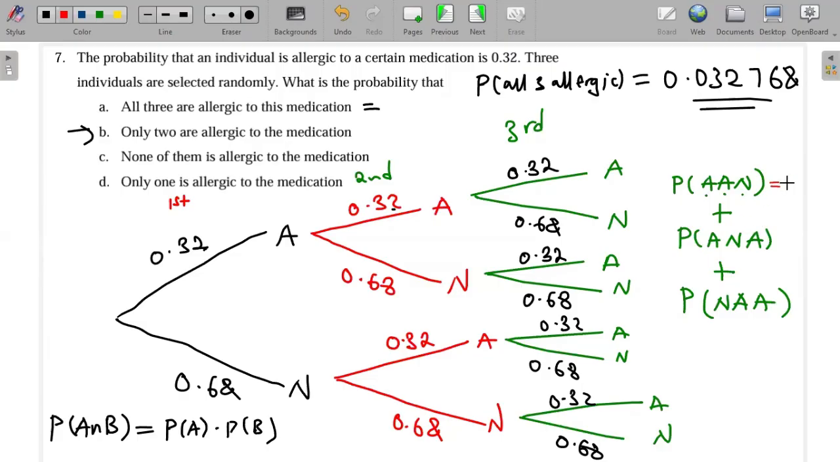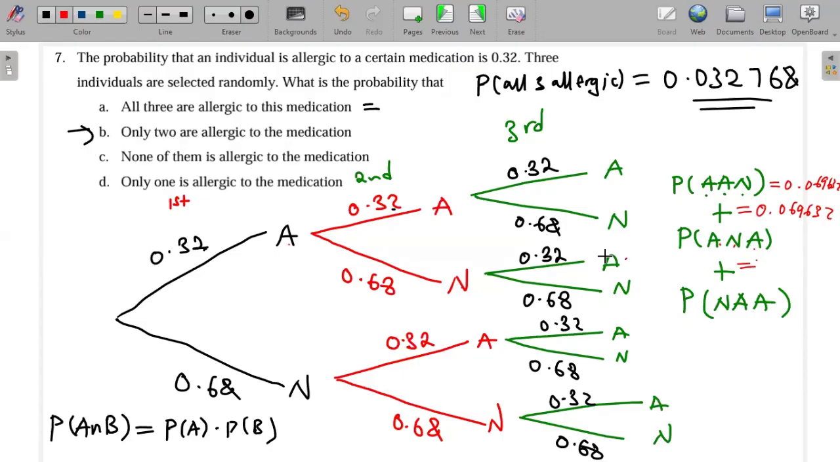So that will give me 0.069632. Okay, what about this probability? Maybe I should be writing it there so that it fits. 0.069632. What is the probability of allergic, not allergic, and then allergic? So allergic, not allergic, allergic.